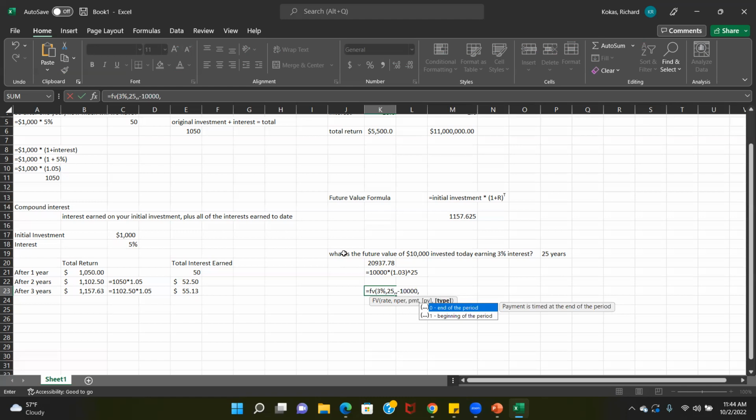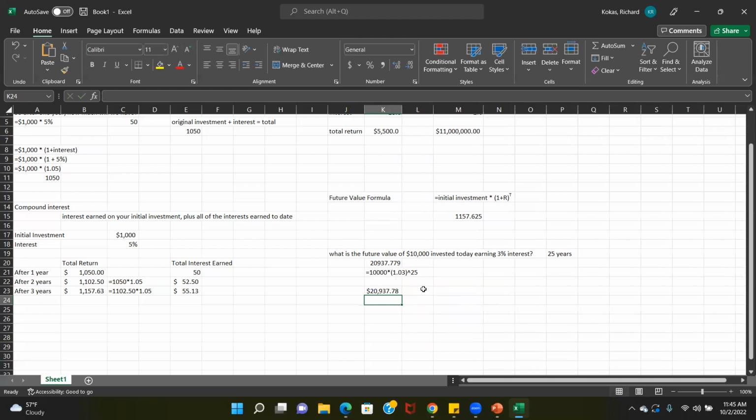So you hit comma, type is end of the period or beginning of the period. Again, we're not dealing with why this one really matters. We're going to hit 1 for the beginning of the period. You could have just clicked on it. That's pretty neat. Excel didn't have that in my day. So 1, the beginning of the period. We're going to close the parentheses. Let's make sure it works. Good, and it works.